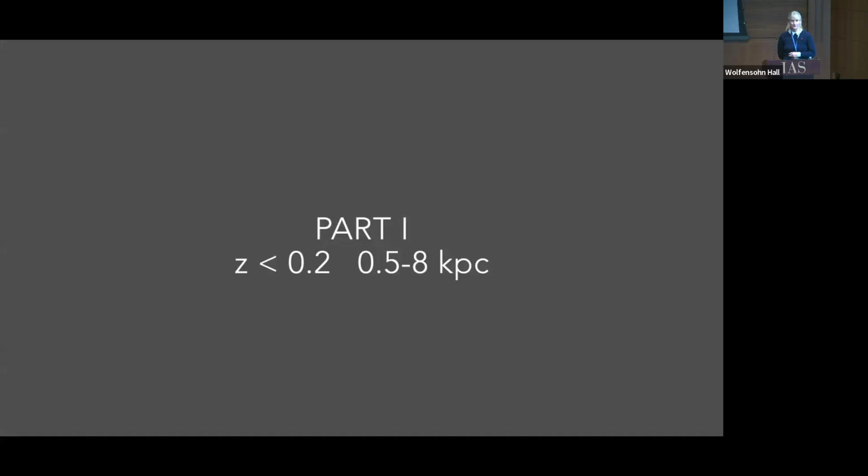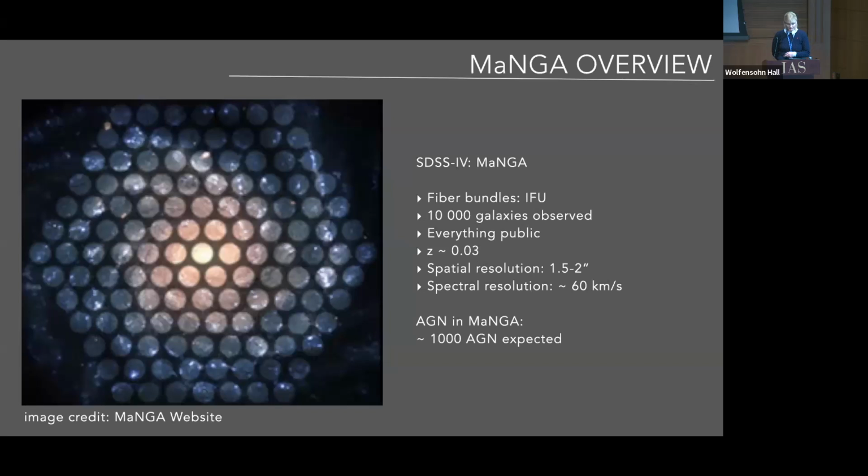Okay, so let me start with the first part, looking at low redshift targets, probing a few kiloparsecs. Here, most of the work is using data from the MaNGA survey, which is a large IFU survey that has been carried out as part of SDSS-IV. All the data is public by now. It has observed 10,000 galaxies with a spatial resolution of about 1.5 to 2 arcseconds. MaNGA is a galaxy survey, but just by pure number statistics, we expect about 1,000 AGN to be among those galaxies. The question now is, how do we find these AGN?